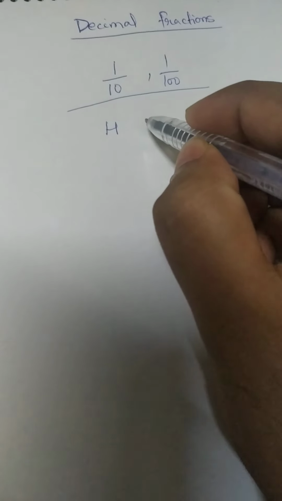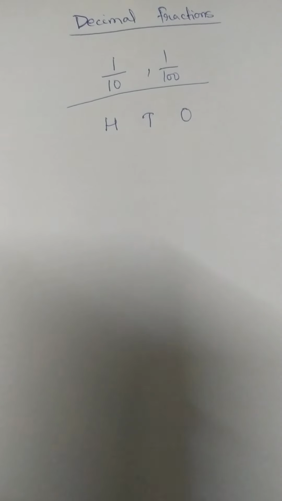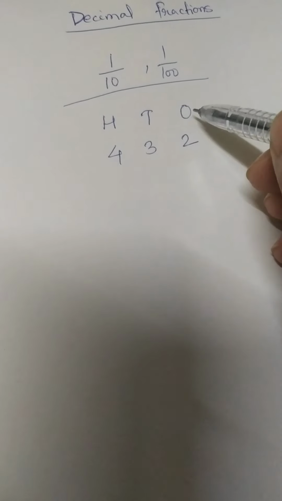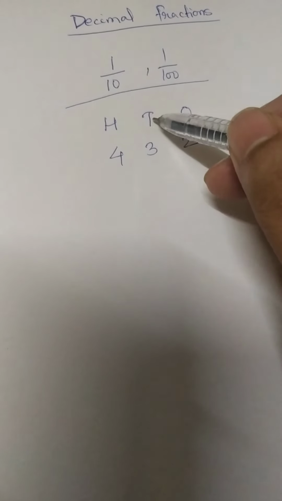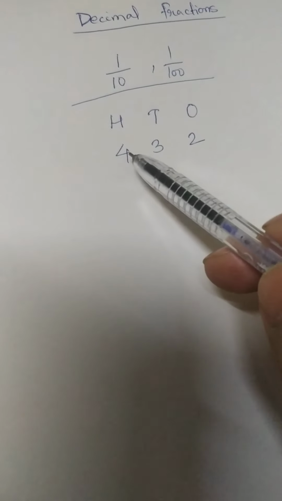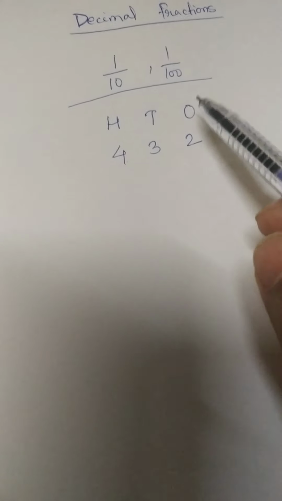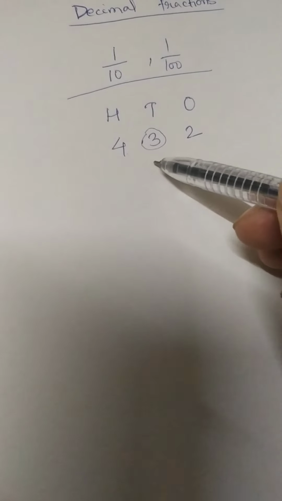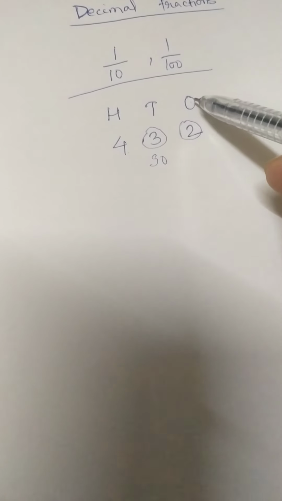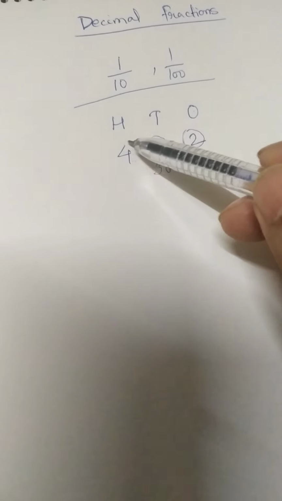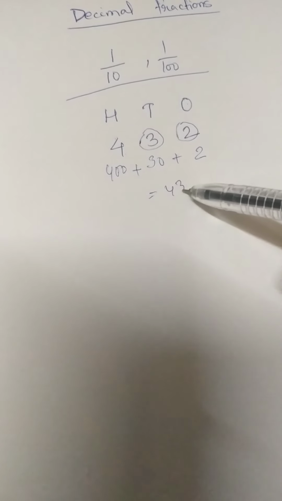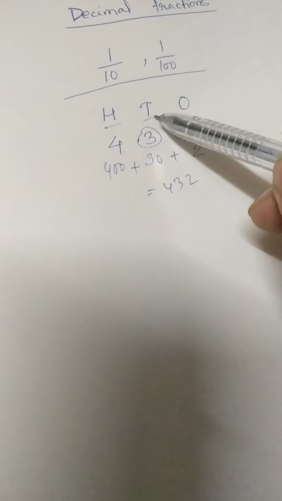Let's say, for example, we know the positions hundreds, tens, ones for a number. Suppose the number is 432. This belongs to the ones position, this belongs to the tens position, this belongs to the hundreds position. Now if we say the number, we can easily understand. What is the value of 3? That is 30. What is the value of 2? That is 2 into 1, 2 ones. And what is the value of 4? That is 4 into 100, that is 400. If we add all these three, we get 432. So this is how hundreds, tens, ones works.